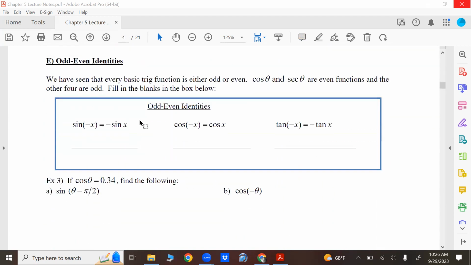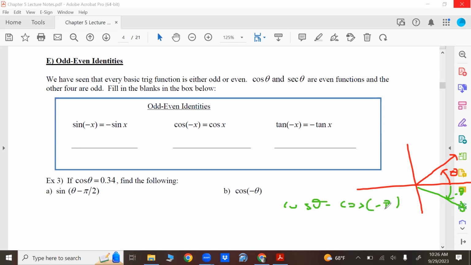Okay, even odd. That comes from the unit circle. So say you have a theta like this, right? And then say you got negative theta. It's pretty clear that cosine theta is going to equal cosine negative theta. Right? Because if I did 30 degrees, cosine 30 is positive, and negative 30 is still positive. So there's going to be that symmetry. So that's an even symmetry.